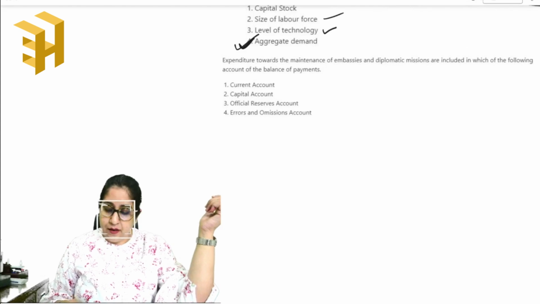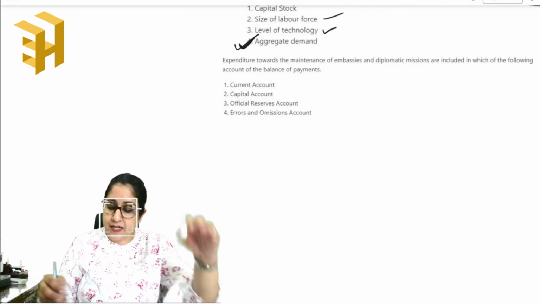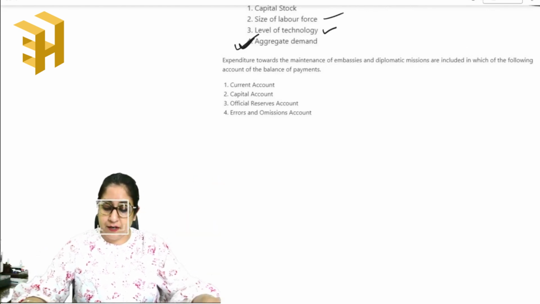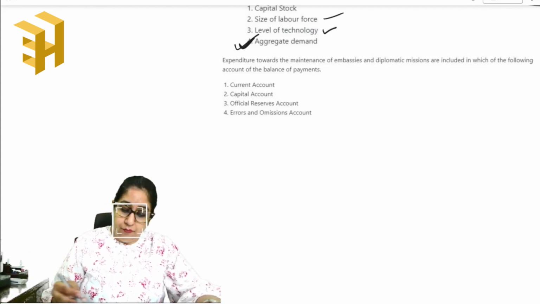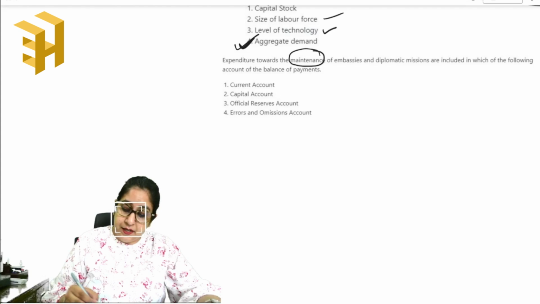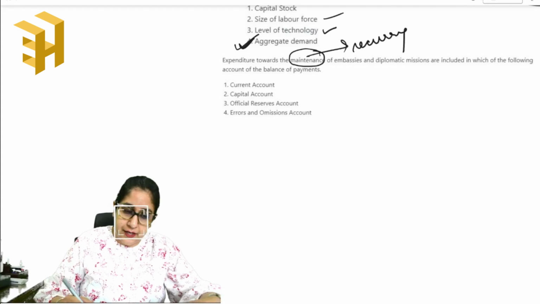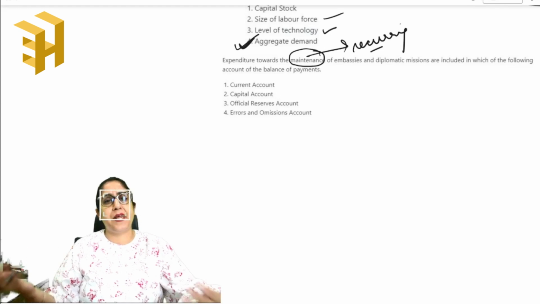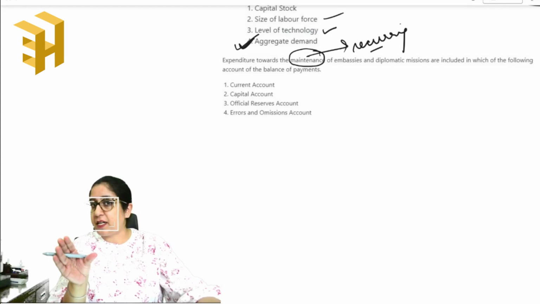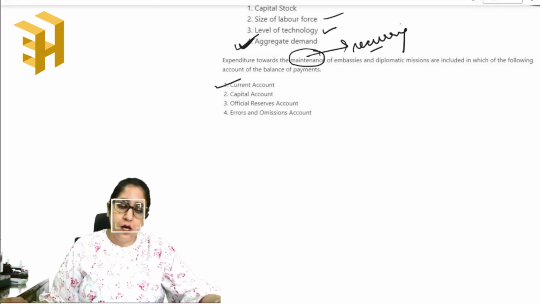Last question is that expenditure towards the maintenance of embassies and diplomatic missions are included in which of the following accounts of the balance of payment? Right now, maintenance, we can say, is a recurring kind of expenditure. Okay, regular maintenance, you're not creating a capital, but you're just maintaining it. So it's a regular kind of expenditure. So whenever there is a recurring kind of expenditure, it comes under your current account, which is the answer.